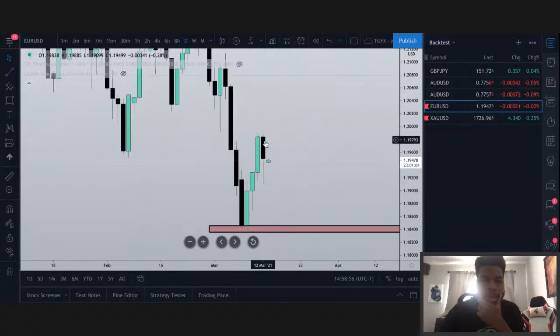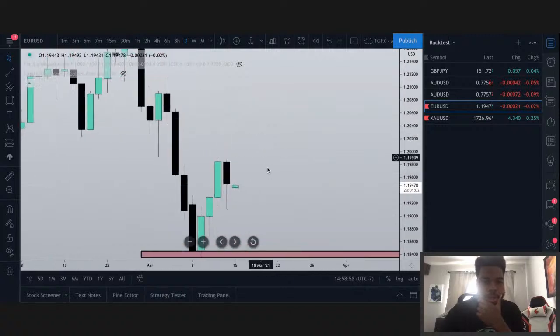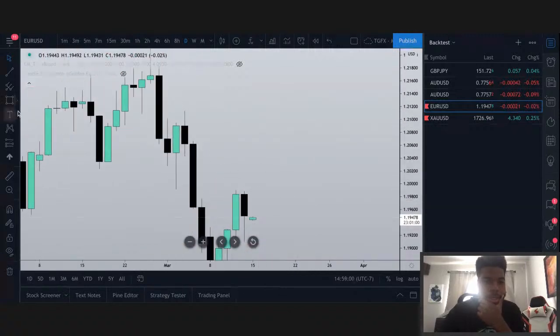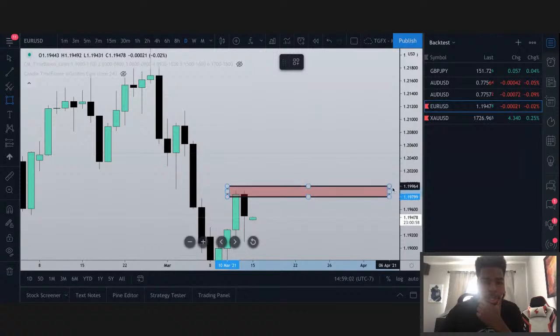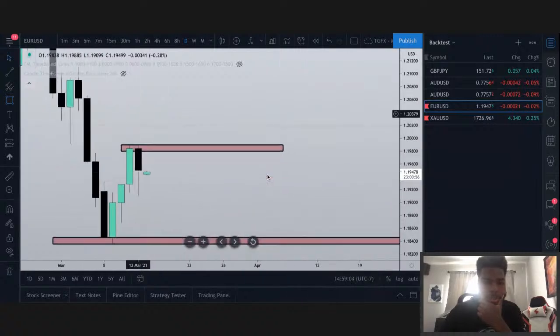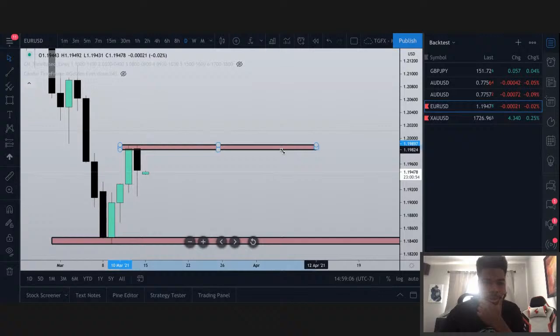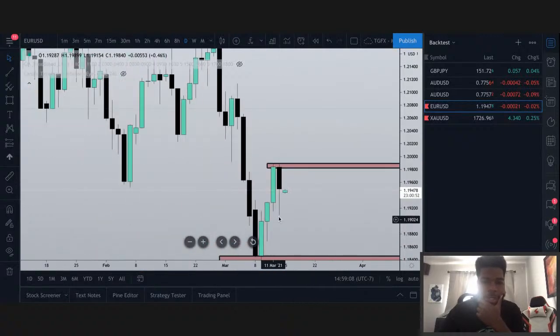All right, and then price pushed up. So overall, I would say my next... Well, now since we closed the bearish candle, this would be my daily zone here. All right, so now we have this trading range, right?